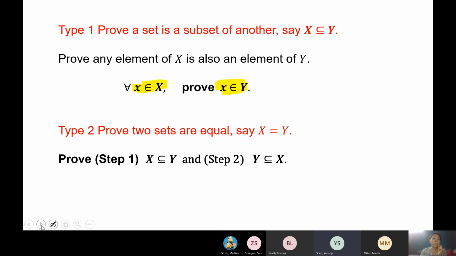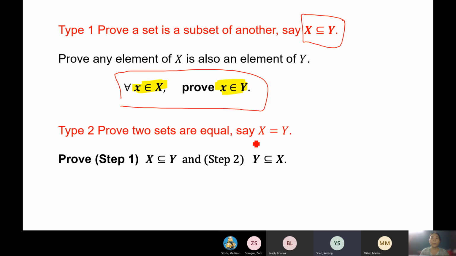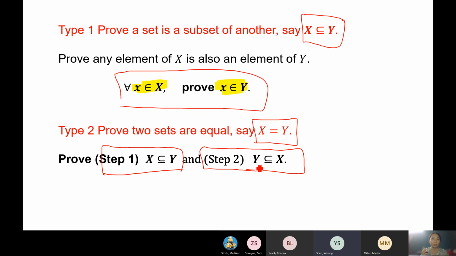Okay, so now let's get to the difficult part, the proof problem. This is something I had when I was teaching section 5.2. We've got two types of question. Type 1: you prove a set is a subset of another. This is what you should do. Type 2: how do you prove two sets are equal? You have to do 2 steps. Step 1, show X is containing Y. Step 2, show Y is containing X. So that's just the definition.